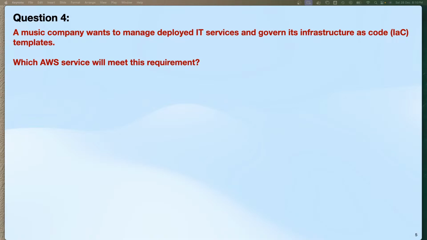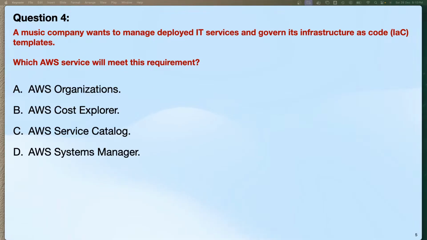So fourth question. A music company wants to manage deployed IT services and govern its infrastructure as code templates. Which AWS service will meet the requirements here? See, as I was mentioning, infrastructure as code on AWS is CloudFormation. But what they are looking for here is the service that will templatize the infrastructure as code, and using that service we can deploy the infrastructures. So this sits on top of CloudFormation. So in AWS there is a free service that you can use to manage the infrastructure as code templates. So basically CloudFormation templates.